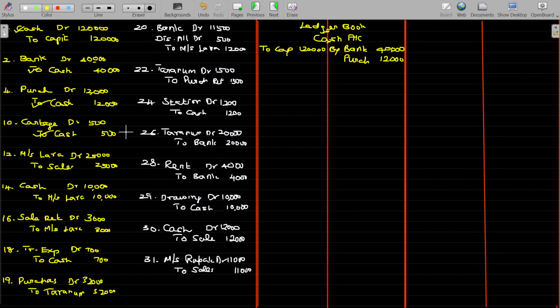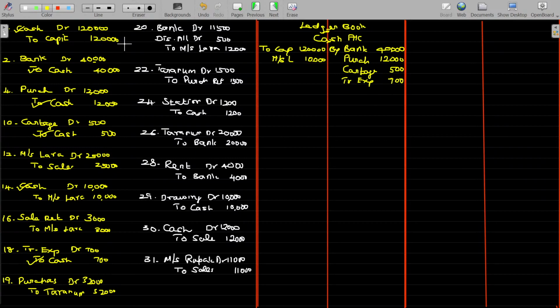On 10th December, cash is in the credit side, so by cartage, payment is for the cartage. The value being 500. On 14th December, cash is in the debit side, so to Mrs. Lara. I put only L representing Lara, 10,000. Then 18th, cash is in the credit side by trade expenses. This value being 700.